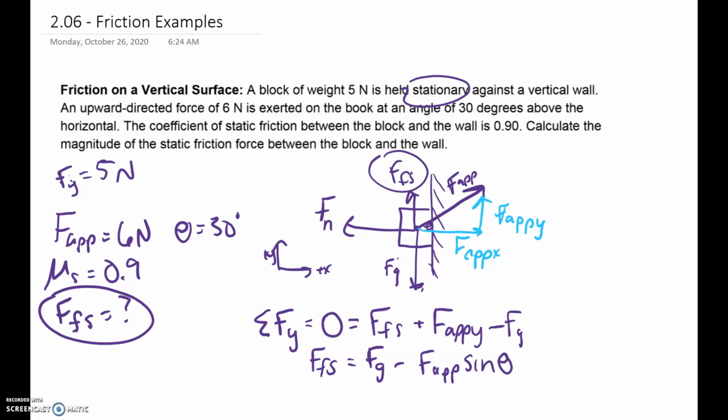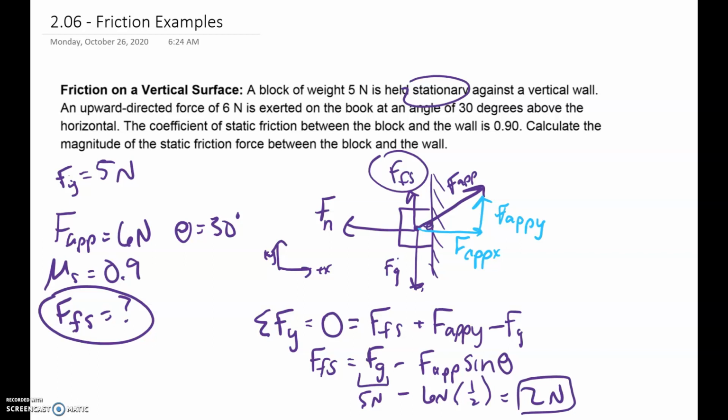And then I'll want to talk about this problem one more moment. We plug in 6 newtons, minus, oh no, that's 5 newtons, excuse me. 5 newtons minus 6 newtons times the sine of 30 degrees, which is 1/2. Alright, so it's 5 minus 3, which gives us a value of 2 newtons for the force of static friction.